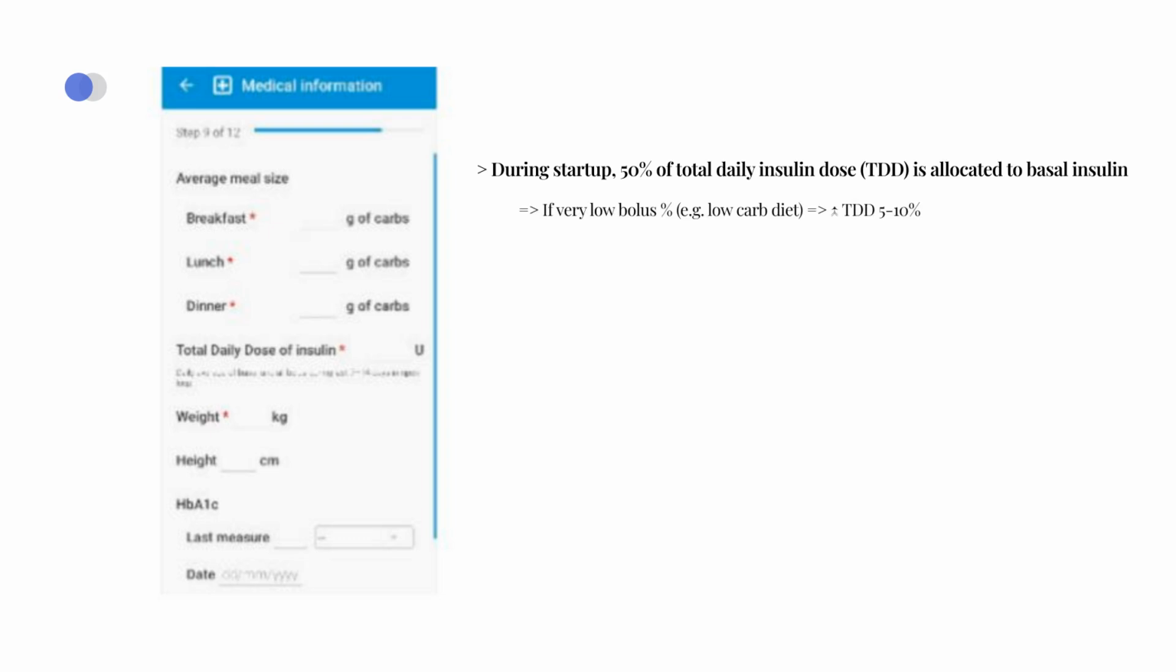If you typically use a smaller amount of bolus insulin compared to basal insulin, for example 30/70%, if you follow a low-carb diet, increasing the total daily dose of insulin by 5 to 10% at initialization can be beneficial. On the other hand, if you typically use a larger amount of bolus insulin compared to basal insulin, for example 70/30%, if you consume a higher amount of carbohydrates, reducing the total daily dose of insulin by 5 to 10% at initialization can be considered.